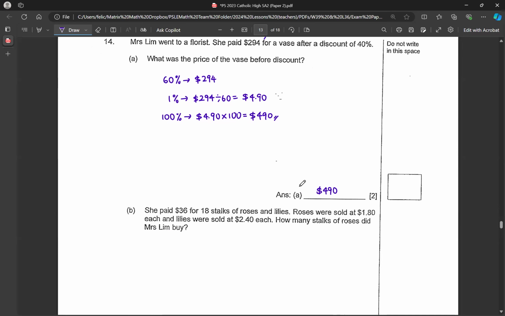Now for B, she paid $36 for 18 stalks of roses and lilies. Roses were sold at 180 each, lilies were sold at 240 each. How many stalks of roses did Mrs. Lim buy? Okay, so I hope you can tell this is actually on supposition. They give you the cost of one rose, the cost of one lily. You know she bought 18 stalks total, you know she paid $36 total. So this should remind you of the assumption method or supposition method.